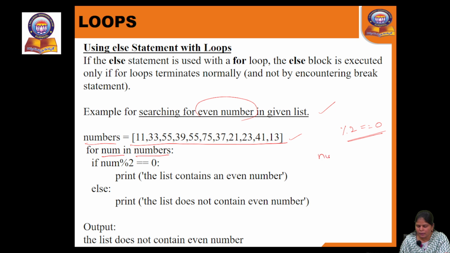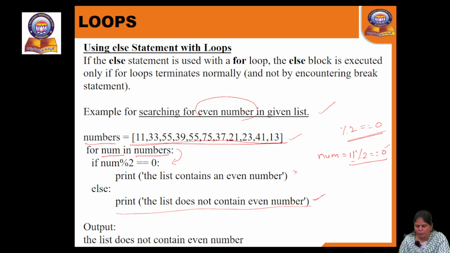So first num will be initialized with 11. The condition, 11 is a member of this list, is true, so it enters the loop. Within the loop I am checking the condition: is it divisible by 2? If it is divisible, it gives remainder 0, otherwise it doesn't. So the condition 11 modulo 2 equal to 0 is false. Here the condition is false, so it comes out of this statement and the message that the list does not contain an even number will be printed.